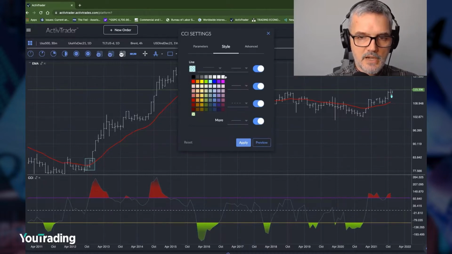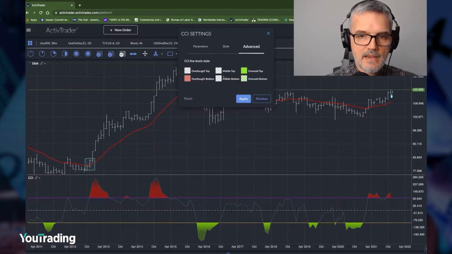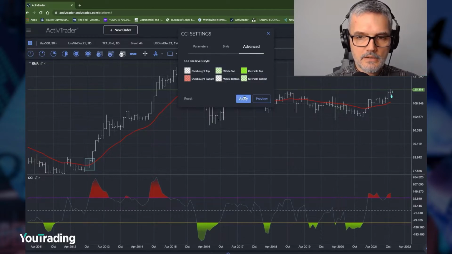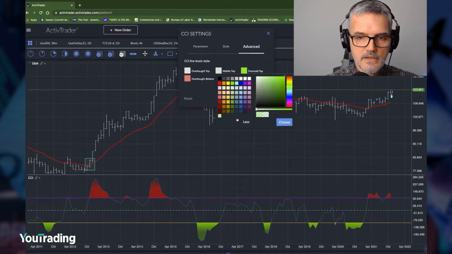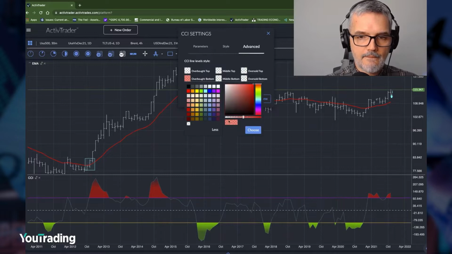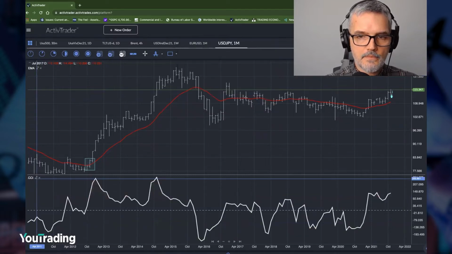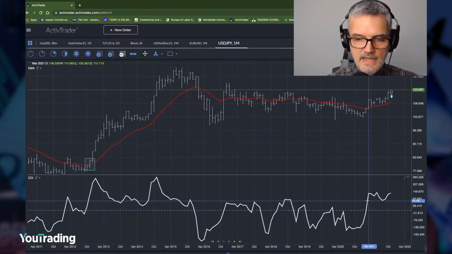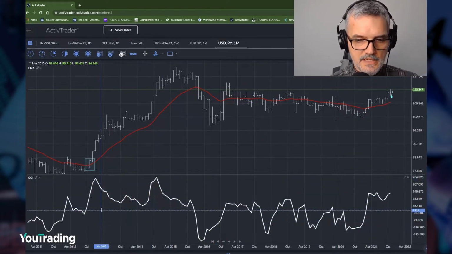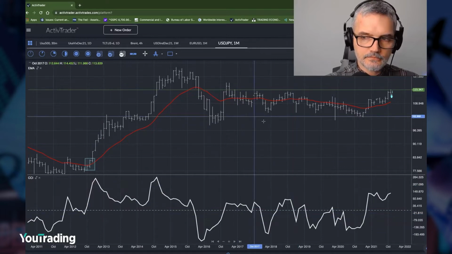With the style, I'm going to make it white and thick so you can see it. Overbought, I'm going to get rid of. Oversold, I'm going to get rid of. And then here, I'm going to just change these to that, and then take off these colors. All right, so now we've got a clean CCI indicator. I'm just going to concentrate on where it is in relationship to this zero line, this signal line.